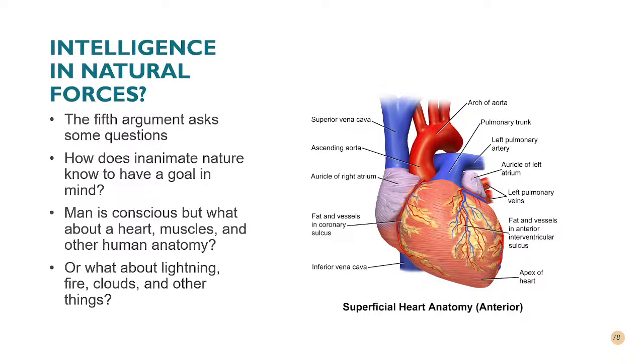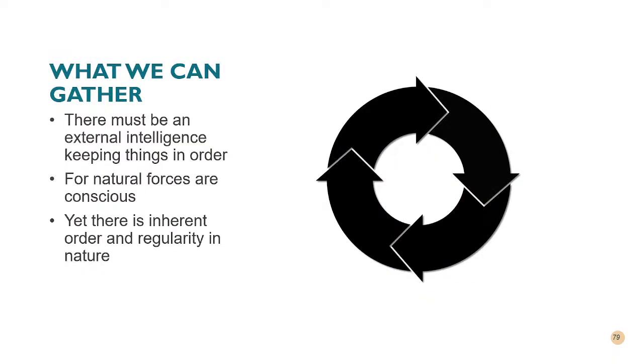So take the example even of biology. Even evolution itself is teleological. Biology itself is teleological, meaning it is directed towards a range of effects, namely to pump life and blood to the rest of the cells. And this is true of every other muscle and biological force. And so what we can gather is that there must be an external intelligence keeping things in order.